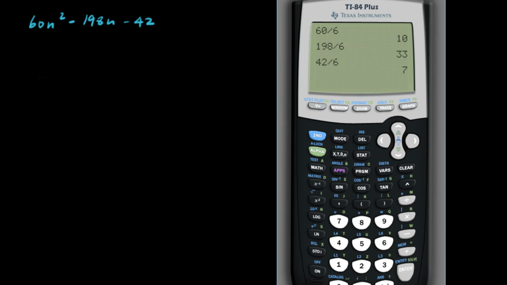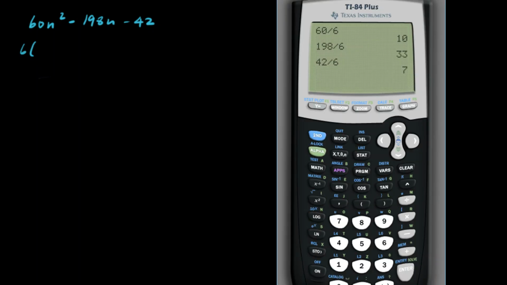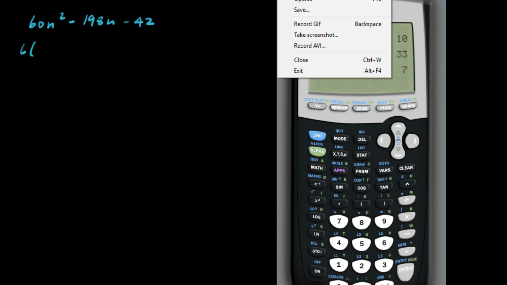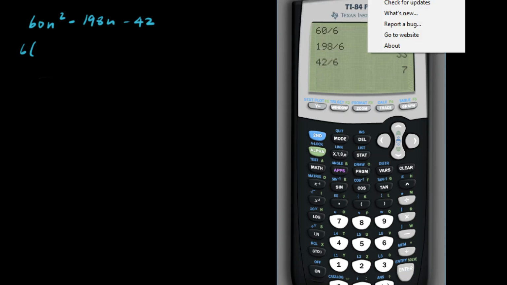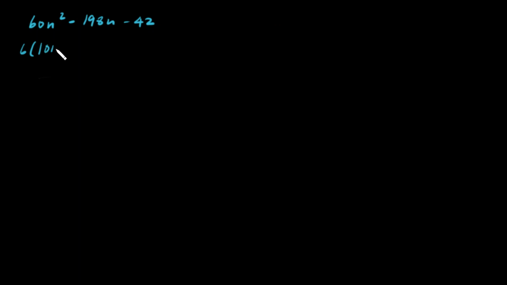So there are my coefficients after I've taken out the 6. So I have a 6 outside, and inside 10n squared minus 33n minus 7. Okay, so I'm going to factor that 10n squared minus 33n minus 7.